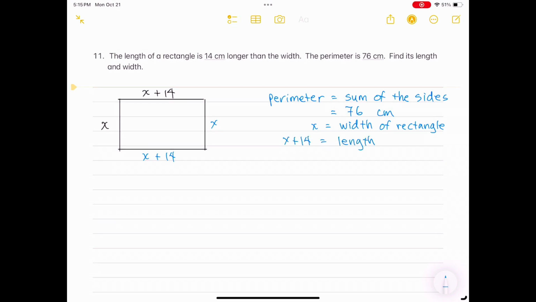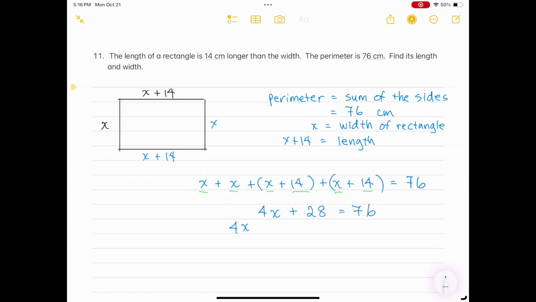And now I just need to set up my equation, adding the four sides of the rectangle to equal 76. That gives me x plus x plus x plus 14 plus x plus 14 equals 76. Now I gather like terms. There are four x's added together, which gives me 4x plus 14 plus 14, which equals 28. So 4x plus 28 equals 76.